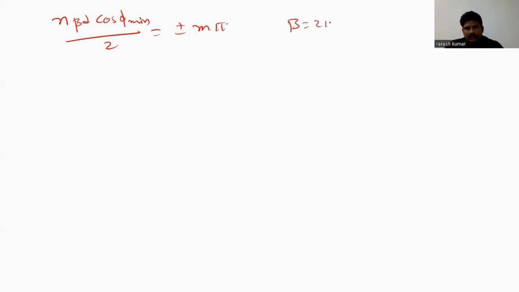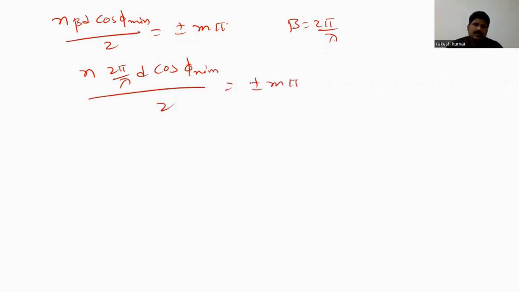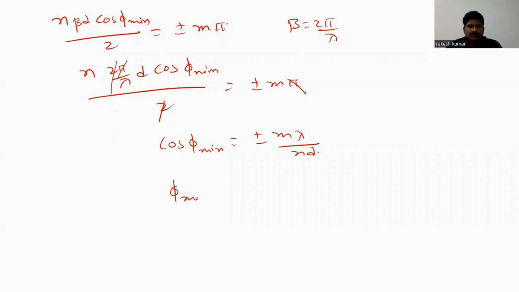We know that beta is equal to 2 pi by lambda. Therefore, n into 2 pi by lambda into d into cos phi minimum by 2 is equal to plus or minus m pi. So 2 gets cancelled, pi will also get cancelled. From this, cos phi minimum is equal to plus or minus m lambda by n d. Therefore, the expression for phi minimum is phi minimum is equal to cos inverse of plus or minus m lambda by n d, for m is equal to 1, 2, 3, and so on.